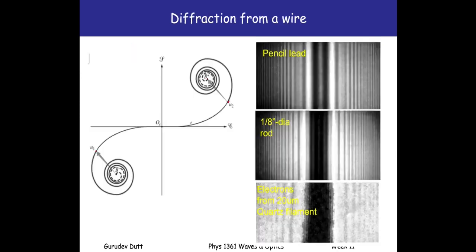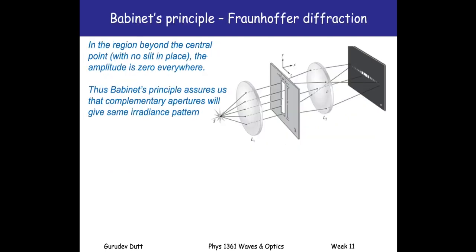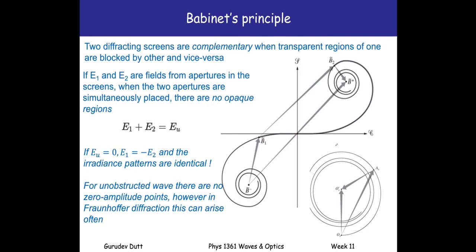E1 plus E2 must be equal to EU. So here I'm drawing the situation of a slit and the wire, and we see that the two, going from here to B1, which is the wire, and then from here up to B2, that is the slit, the sum of these two is always going to add up to the unobstructed wavefront over here. So the phasor from here to here plus there to there will always add up to give me the total phasor, which is over here.